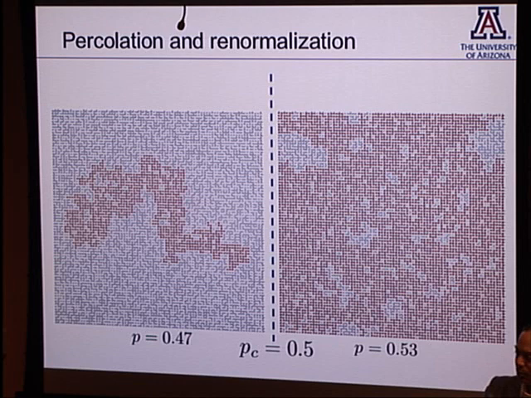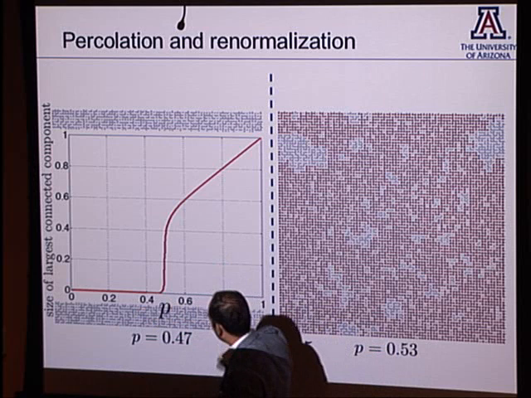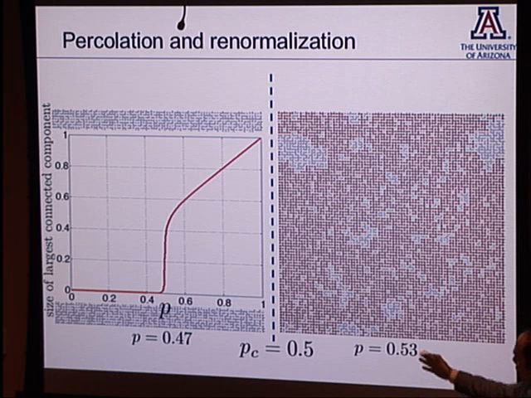So with probability P, a bond exists. Probability 1 minus P, a bond does not exist. And you do that for every single bond in that square grid. Then you step back and look at the connected islands or connected components. If you plot the size of the largest connected component as a function of this P parameter, the tuning parameter, you see a phase transition happens at a value of P equals 0.5.